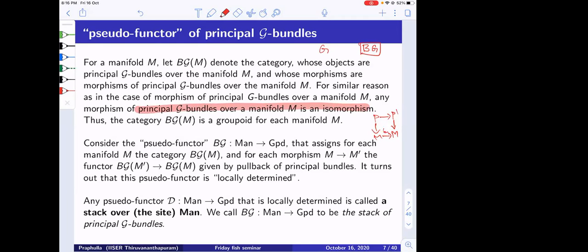So using this fact, we associate a groupoid to each manifold. Given a manifold M, consider the category BGM. The objects are principal G bundles over the manifold M, and morphisms are morphisms of principal G bundles over the same manifold. Because of the reasons I mentioned just now, it turns out this category is a groupoid. So now we associate a pseudo functor in the following way. For each manifold M, you associate the category BGM.